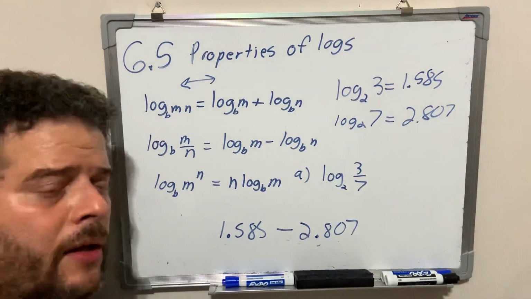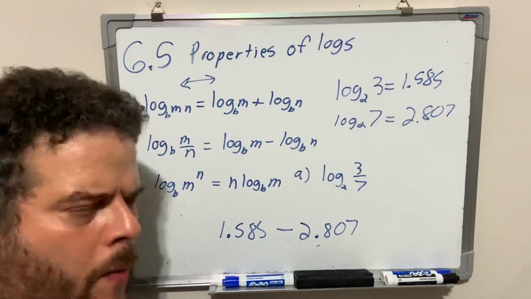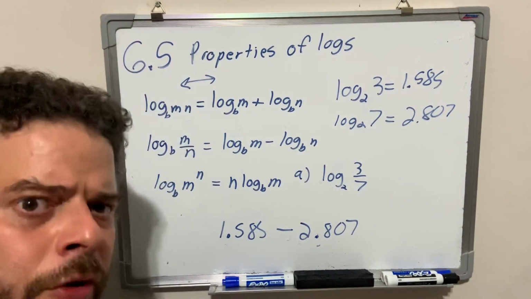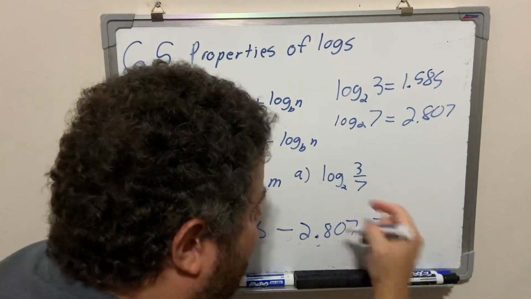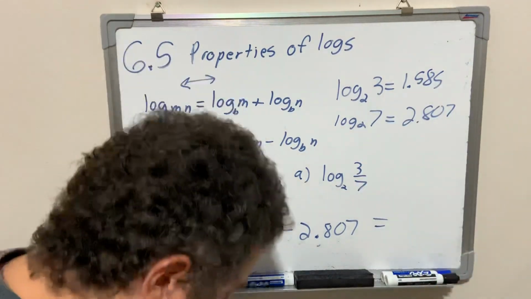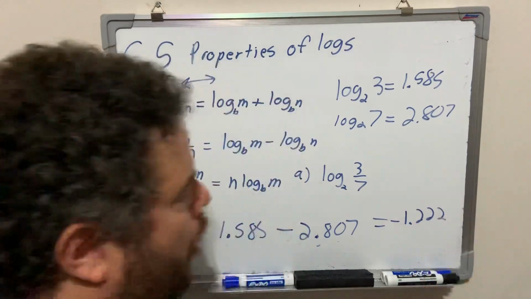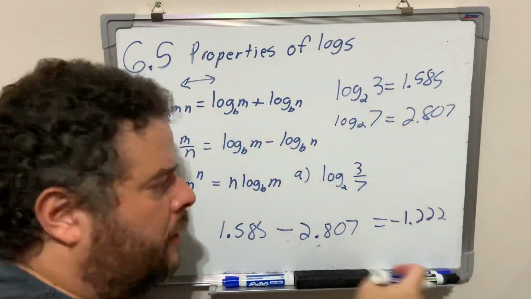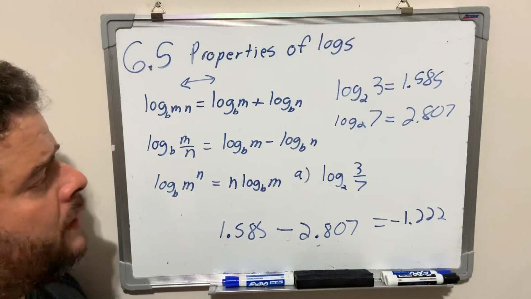Now what do you do? Either you subtract using pen and paper or a calculator. However, whatever restrictions they give you, you use. But it's just basic arithmetic. The answer to that division, again, given the values without using a calculator, is negative 1.222. Or without using a calculator to plug in the log, but you can do the subtraction. That's all you do.